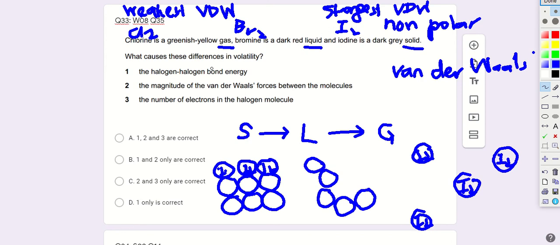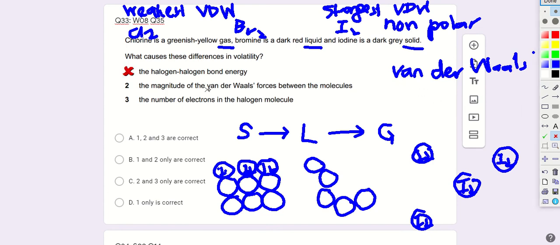Alright, so now let's look at the answers. Number one, the halogen bond energy. When we talk about physical state changes like this, we don't talk about breaking the covalent bond, because the halogen covalent bond is not broken. We are only trying to split the molecules further apart from each other, so it is only by overcoming the intermolecular forces. So number one is incorrect.